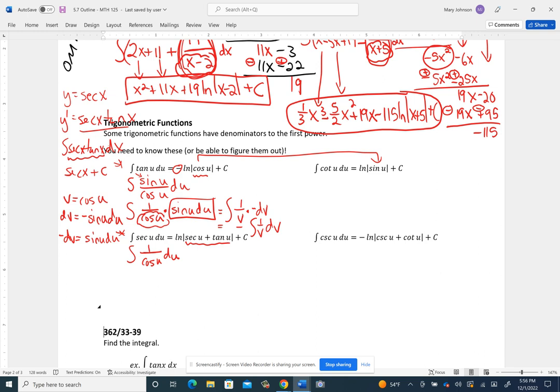So it's going to seem a little strange. It seems like that would work, but the reason it doesn't is I don't have the derivative of cosine sitting right here. So that's why that doesn't work. So what we do is this little trick. I'm going to take this and multiply by secant u plus tangent u on the top and on the bottom.